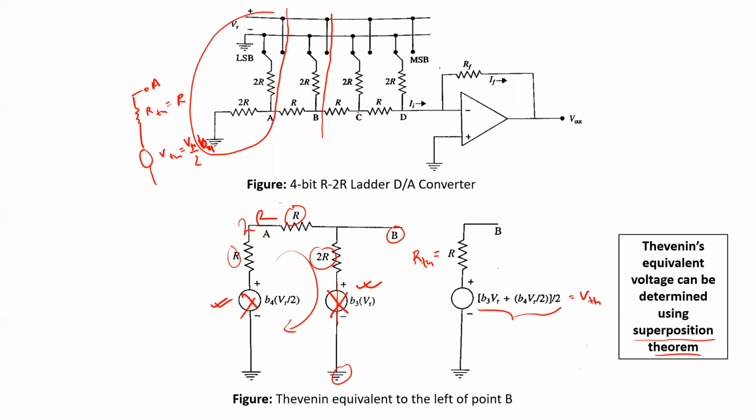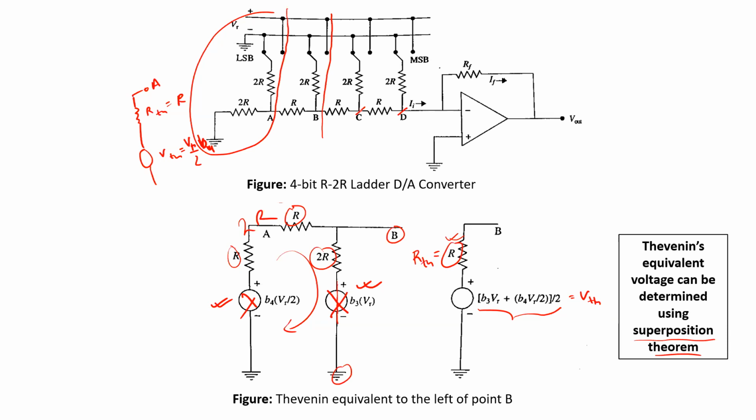In this way, we can further proceed up to node C, then up to node D. So in all the cases, we'll see that ultimately our Thevenin resistance is always the same. For this particular configuration of R to our ladder network, for any node, the Thevenin resistance is going to remain the same, which is equal to R. And the value of the Thevenin voltage is going to decrease proportionally, the contribution from each particular branch.